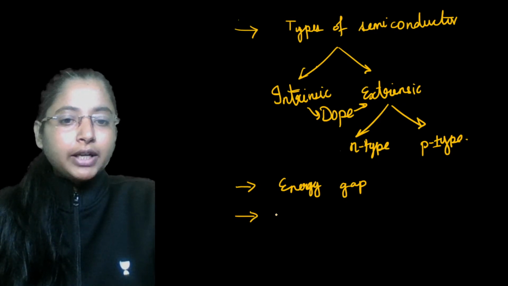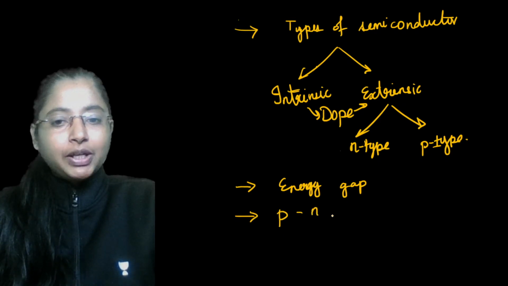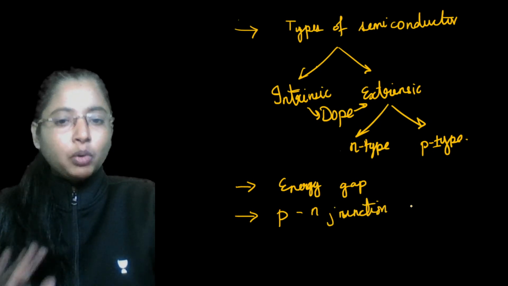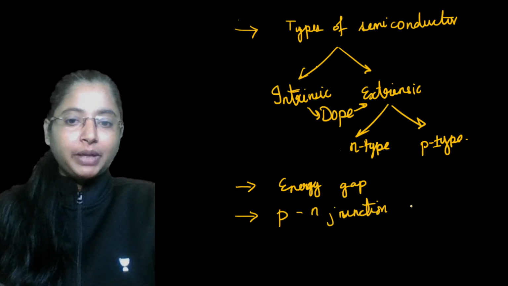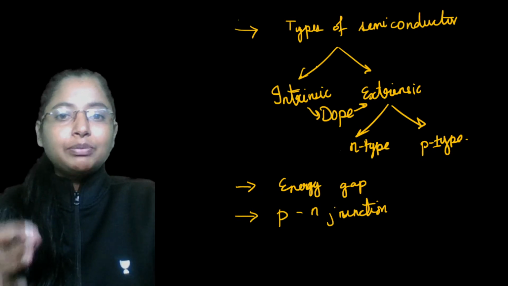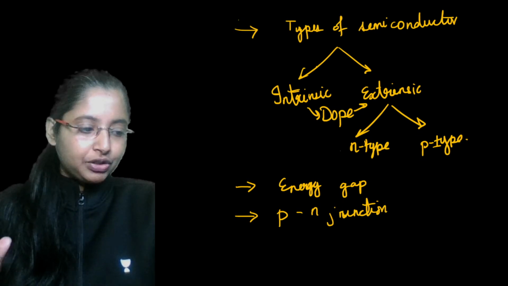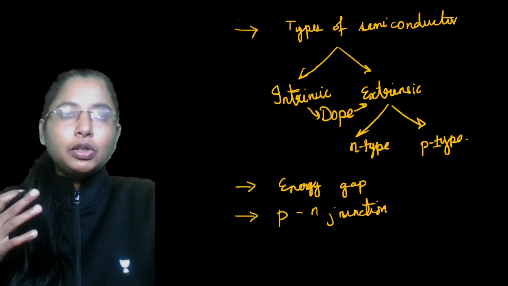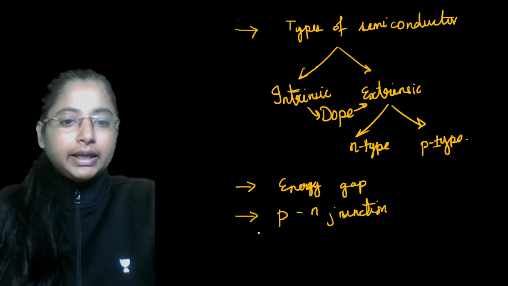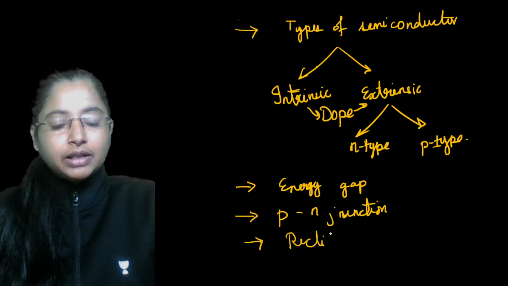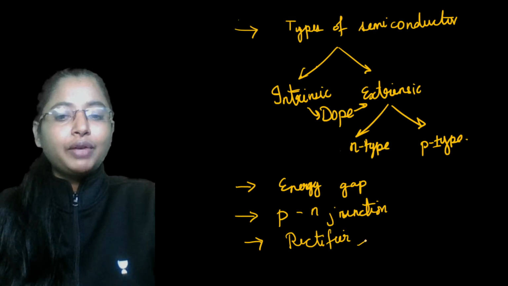After this, what else can you expect? You can get questions based on the p-n junction. What is a p-n junction, or how is a p-n junction formed? What is the depletion region? What is the potential barrier? For a 1 mark or 2 mark question, you can be asked for the definition of the depletion region, or the definition of the potential barrier. Then obviously the next important part will be rectifiers, especially half wave and full wave rectifiers.